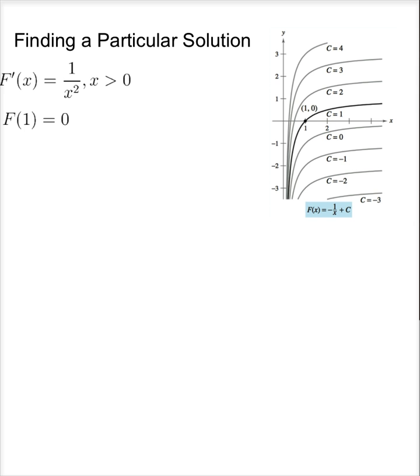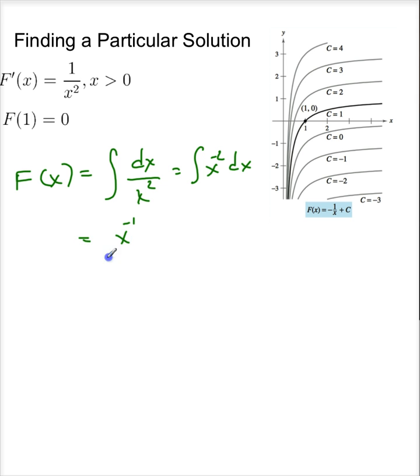Now, let's see if we can find this particular solution. I tell you that f prime is 1 over x squared for x positive, and f of 1 is 0. So the first thing you need to do is to integrate, and say that f of x, the antiderivative, is the integral of dx over x squared. I'm going to rewrite this as the integral of x to the negative 2 dx. So this is x to the negative 1 divided by negative 1 plus c, or it's negative 1 over x plus c.